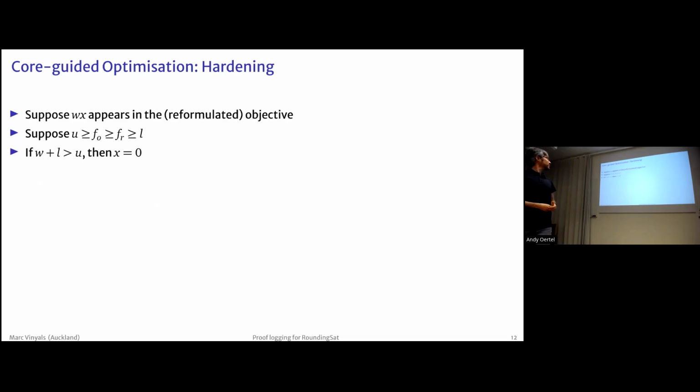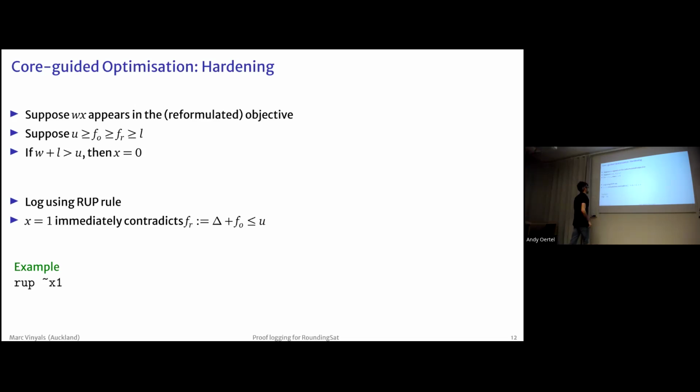One last thing that we do is hardening. That's something that is standard in MaxSAT: if you've got a variable in the objective, and setting that variable to 1 would give you a bound that's worse than what you already have, because we've got a lower bound, then we can immediately propagate that the variable should be 0. That follows just by reverse unit propagation, so there's nothing we need to do here. We just say this variable should be set to 0 by unit propagation, and we don't even need to think about why.